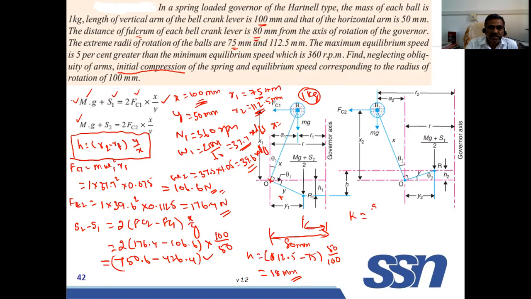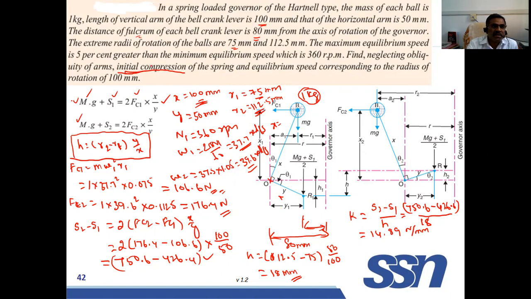What is stiffness? S2 minus S1 divided by H. What is S2 minus S1? This is 750.6 minus 426.6, divided by the H value. H is equal to 18. If you put it, it will give the value of K. What is the value of K? It is 14.89 Newton per millimeter.